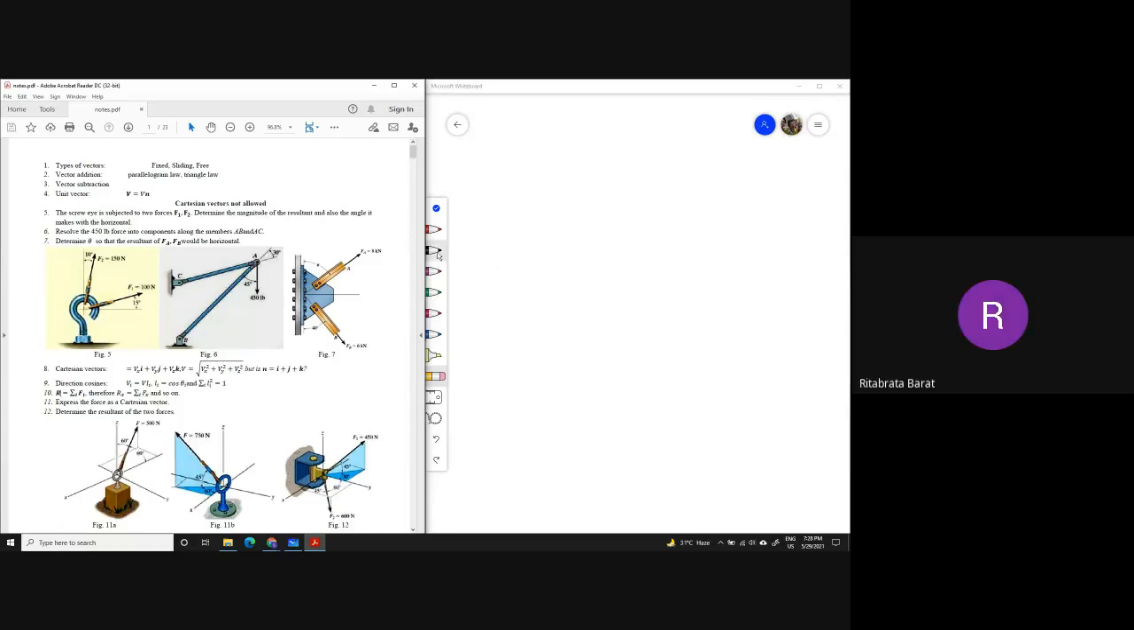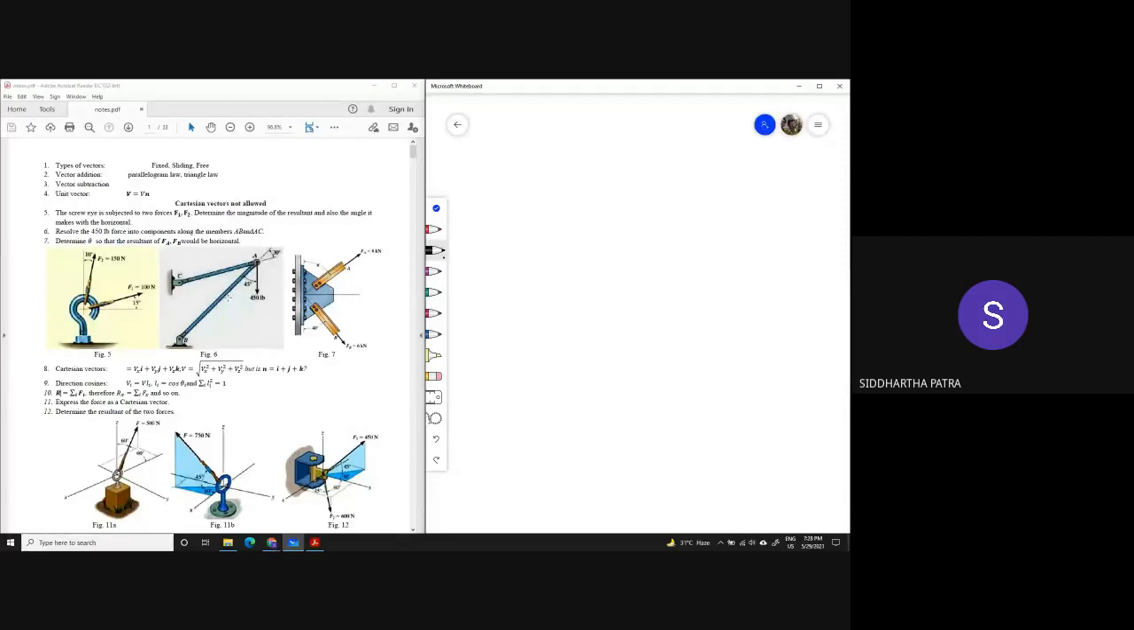Sir, can you repeat the question once? Yeah, I'll repeat the question, but can you see the figure over here? Yes, sir. Figure number six. Figure number 6. Yes. So you have been given the resultant force over here.